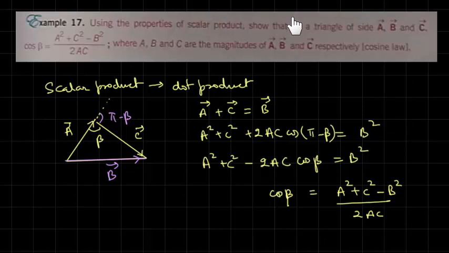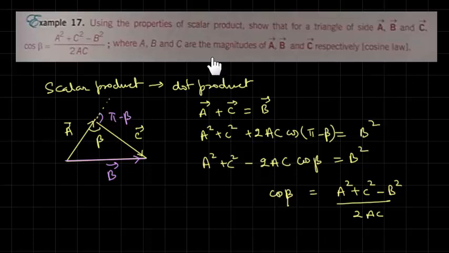Using the properties of scalar product, show that for a triangle of sides A, B and C, cos beta is A square plus C square minus B square upon 2AC, where A, B, C are the magnitudes of vectors A, B and C respectively. So again we are talking about magnitude, so we will write our cosine law, and we are also talking about scalar product. Scalar product is the same as dot product.